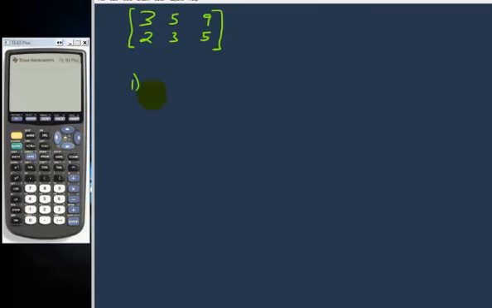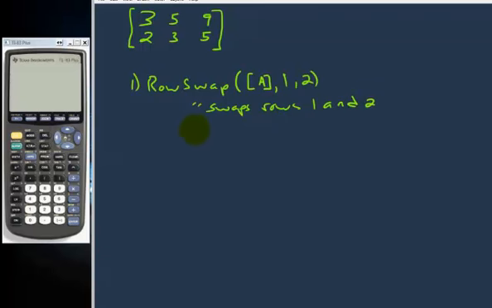The first one is the row swap, and it's actually pretty simple. It's rowSwap, and then in parentheses you list the matrix you're working with, which for us will be matrix A, and then the two rows you want to swap, like 1 and 2. So what this does is it swaps rows 1 and 2. Pretty simple. That's not the hard one.